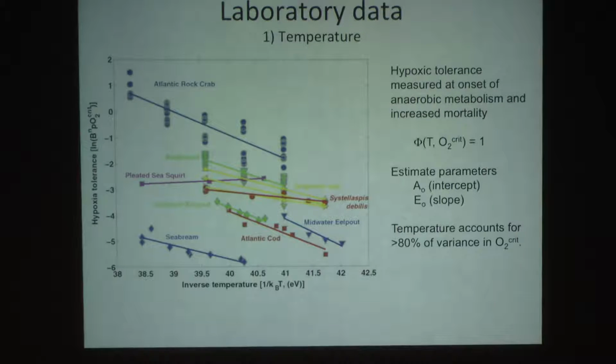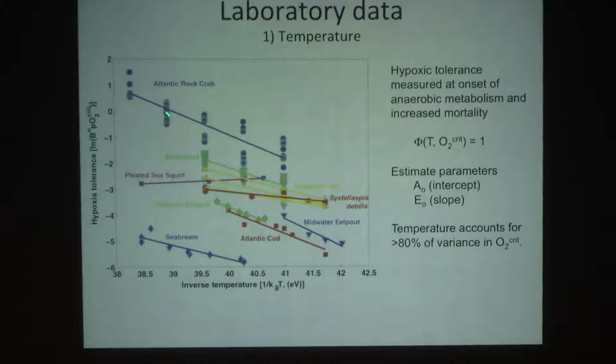And I'm just going to cruise through this briefly, because I'm hoping you'll take my word for some things. We can get those parameters by going to the literature and pulling out the data on either lethal or anaerobic critical oxygen levels and correlating them against inverse temperature. And that gives us, for example, the slope and intercept of the metabolic index.